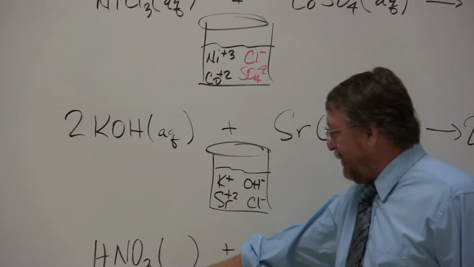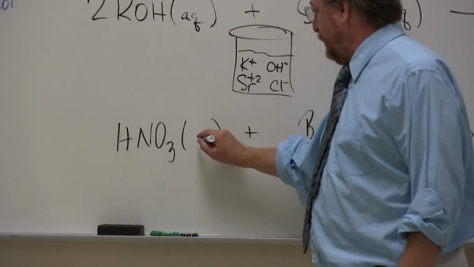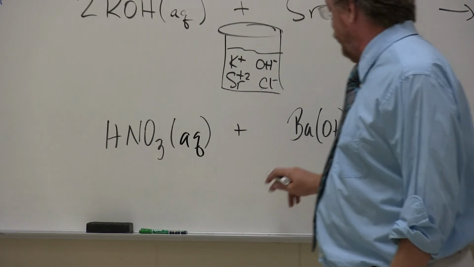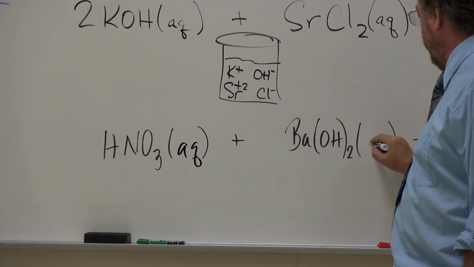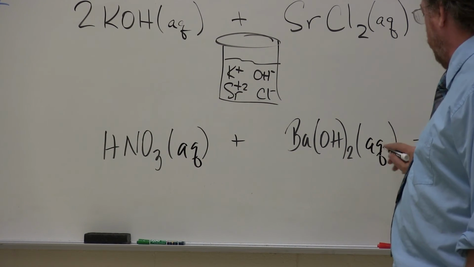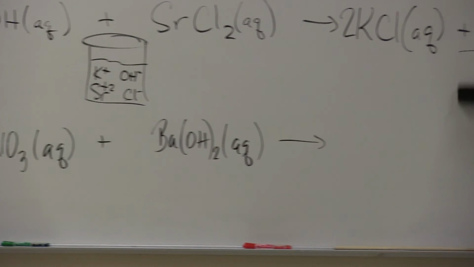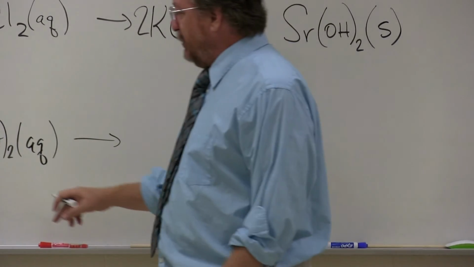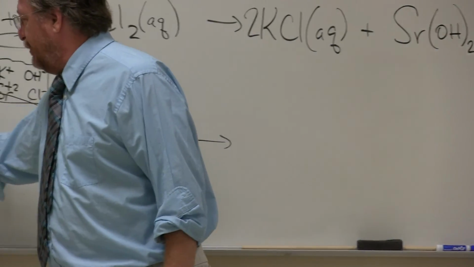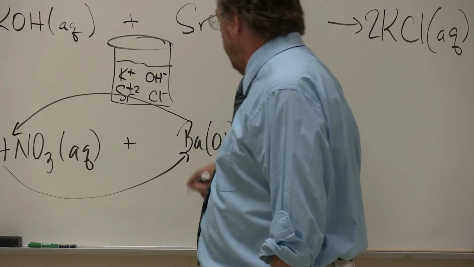Okay, and the last one here, we got nitric acid. That is a strong acid. That's going to be aqueous. Reacting with barium hydroxide. Barium hydroxide has slight solubility. We're going to write it as aqueous. Might have a little cloudiness. And we're going to switch these cations. So I'm going to switch the barium with the H+.